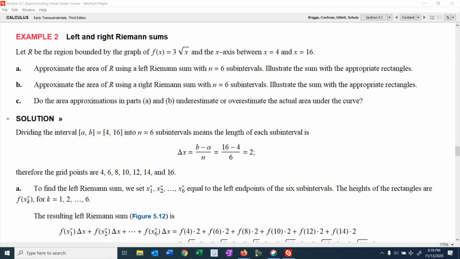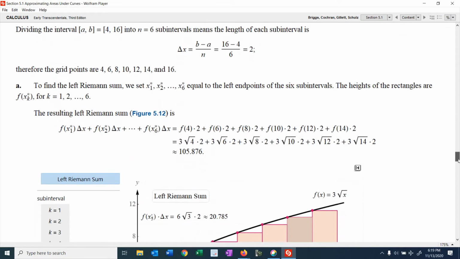And then if you want, you can write down the grid points. We're starting at 4 and just moving up by 2, and these would be the grid points. You can see that you do eventually get to 16, which is equal to b, right where we stop.